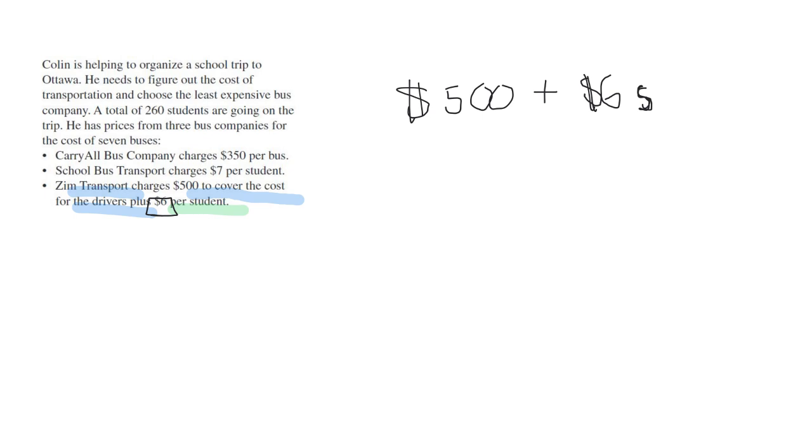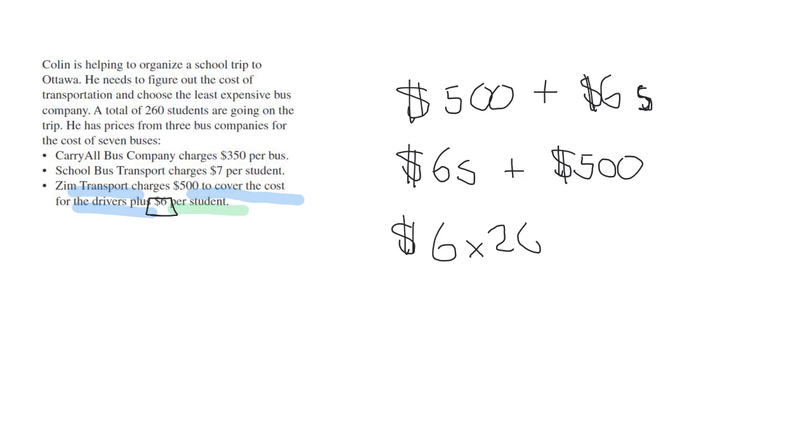Normally, mathematically, we'd actually arrange this. So we'd change it to $6S plus $500. You can do that, of course, because it's addition. We can rearrange it. And then we would simply plug in our answer. So it would be our number of students. So 6 times 260. And of course, I have to add the $500 at the end.